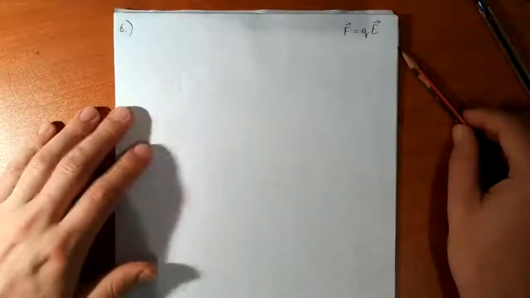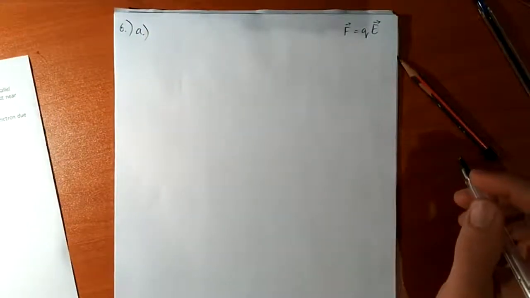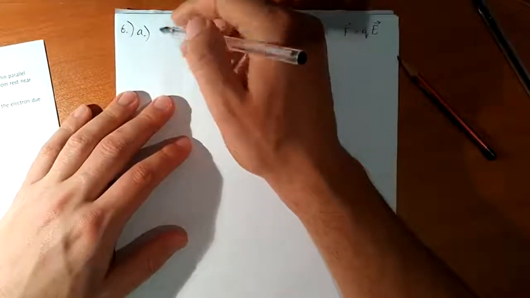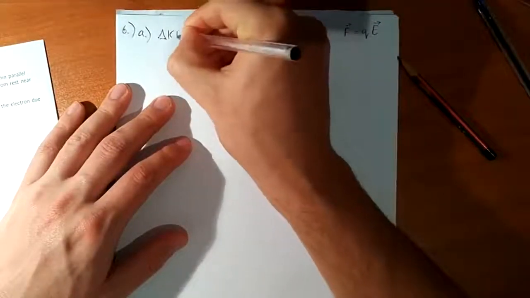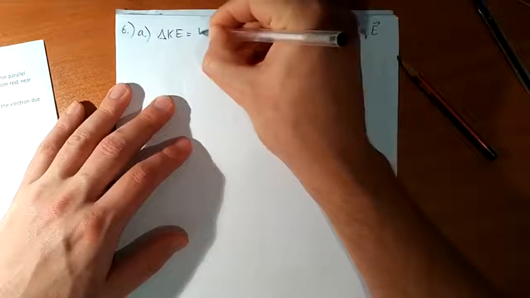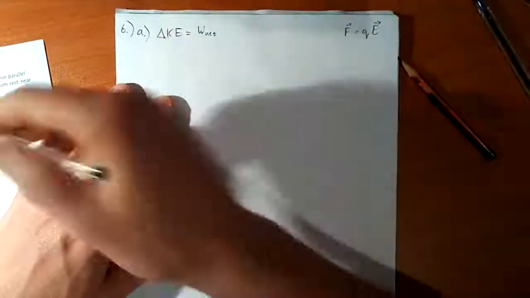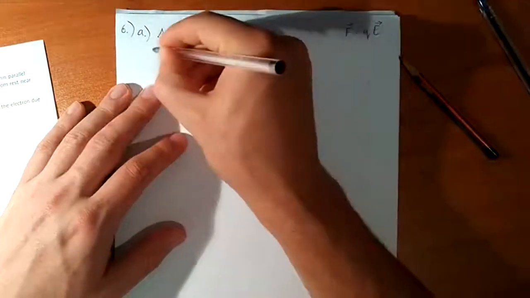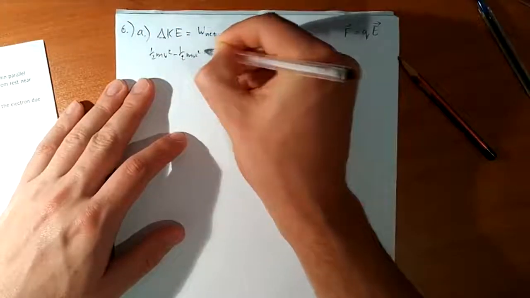Now the simplest way, which is part A. Let's do part A. The simplest way is just to think in terms of kinetic energy. So going from the negative plate to the little hole, there's going to be a change in kinetic energy. The change in kinetic energy is going to be the net work done on it, in this case by the electric field.